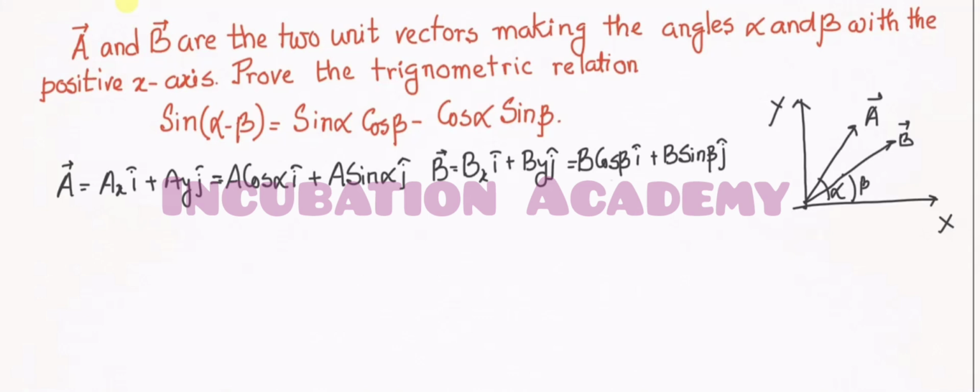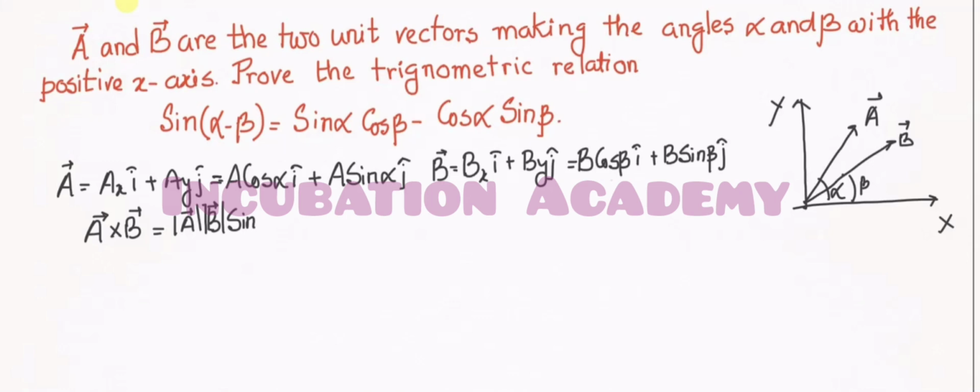Now since we have to prove something regarding sine, just as we said before, we have to think about the cross product. So what is the cross product? The cross product formula is a cross b equal to mod of a, mod of b, sine of the angle between the a vector and b vector.